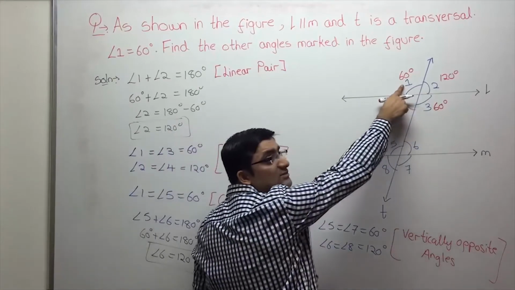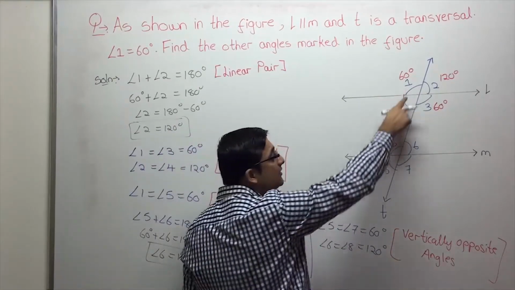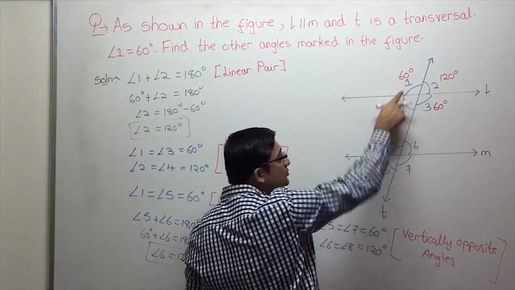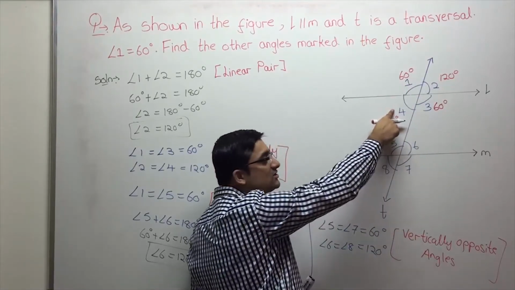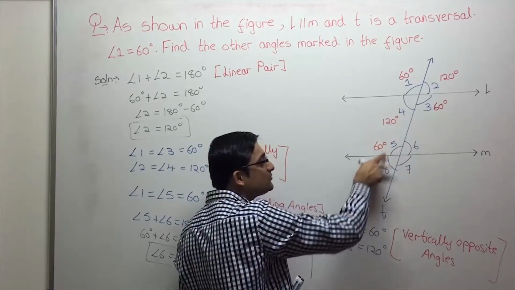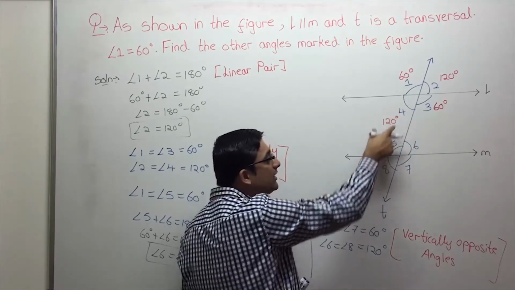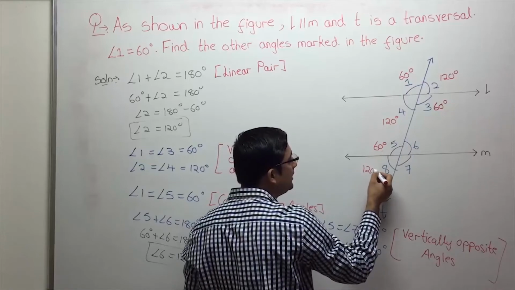So which angle is corresponding to angle 1? Angle 5. So corresponding angles are equal. So 1 is equal to 5. 1 is 60, 5 is 60. Which is the angle corresponding to angle 4? Same side, leave the next one. Angle 4, angle 8 are corresponding. So if this is 120, this is 120.